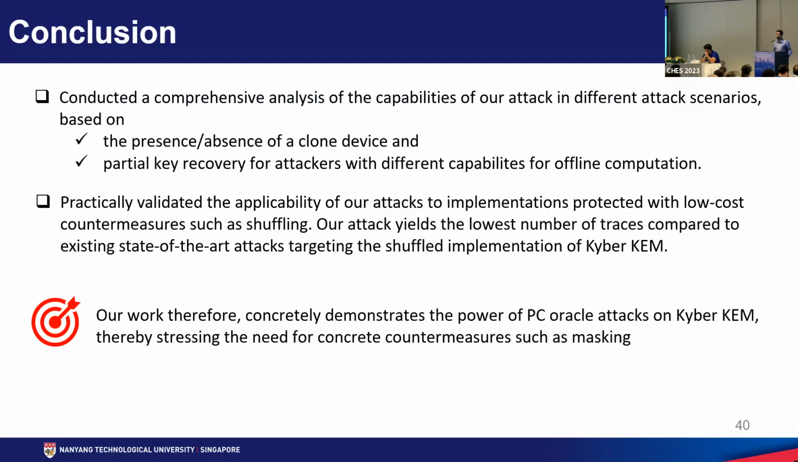So the fundamental takeaway from our work is that we need a concrete countermeasure like masking. And the countermeasure like masking is very expensive. So the designer may choose to go for a low-cost countermeasure like shuffling. In that case, our methodology can be used to find the key refresh rate, in case the ephemeral key setting is not possible. So that's a very useful application of our methodology.